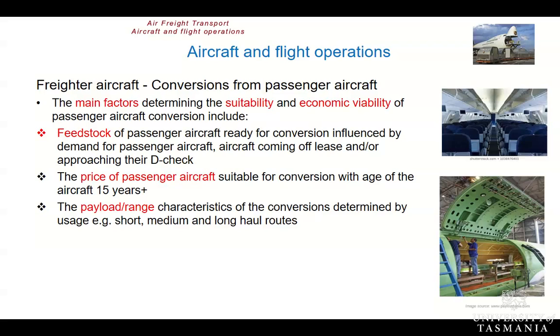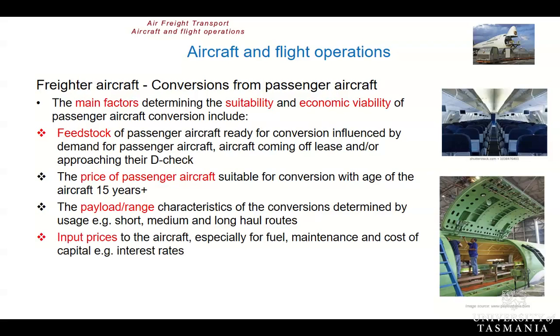Another consideration in regards to passenger aircraft, and I probably mentioned it before, has to do with payload over a certain range. Short, medium and long haul routes are all going to have different ratios in regards to payload and range characteristics. So that's another consideration. Then input prices: in addition to the cost of the aircraft, it's going to be the cost of the fuel, the cost of maintenance, and also let's not forget the cost of capital. So interest rates are certainly a consideration in that regard.